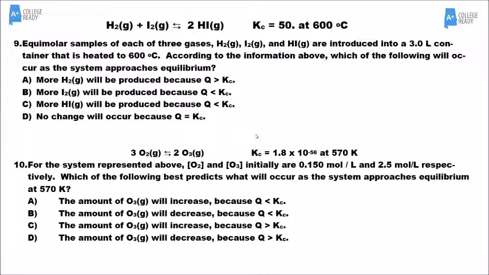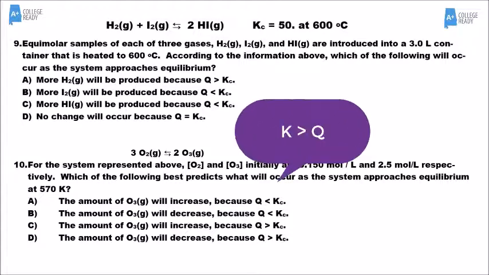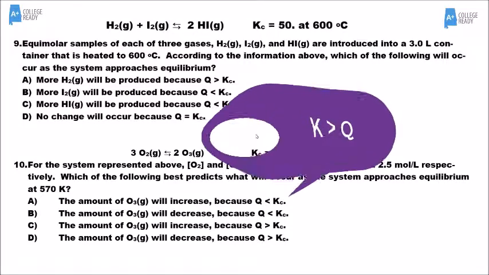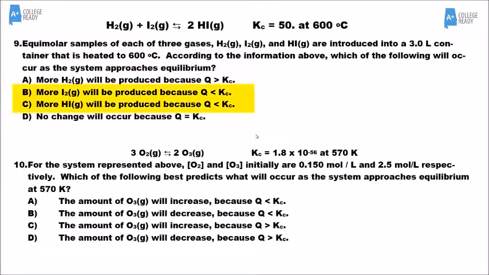The other thing to remind students about is to flip these expressions around and make it when K is greater than Q, so that when you start with K, the arrow points the way. And if you write down K is greater than Q, the arrow points to the right and it will shift to the right. So between B and C, which match up with Q less than K, we want a shift to the right and more HI will be produced. So the correct answer is C.